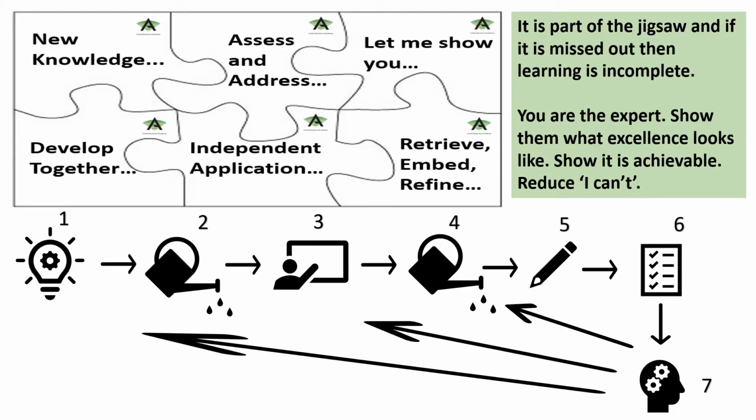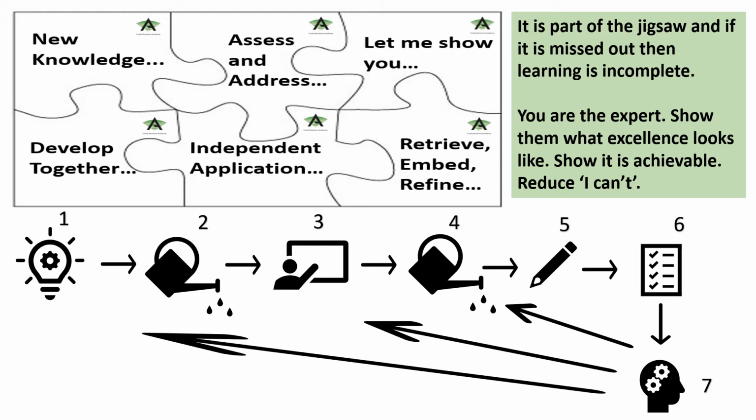So if we think back to our approach as an academy and we think about the learning segments, we have to remember that they're a jigsaw and every piece has a place in the learning journey. If we miss something out, then the learning is incomplete. And that is exactly the same in classroom practice as it is online.